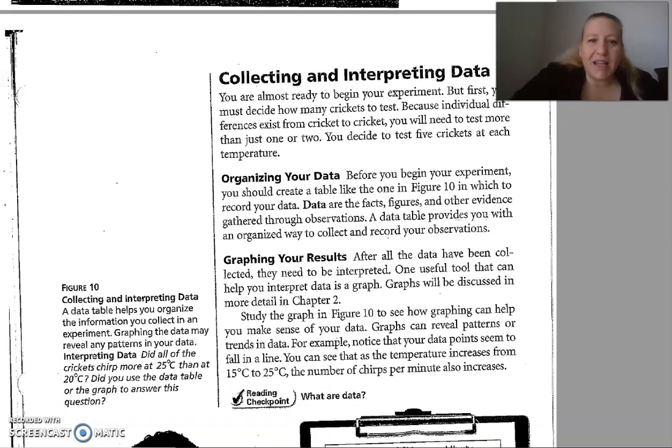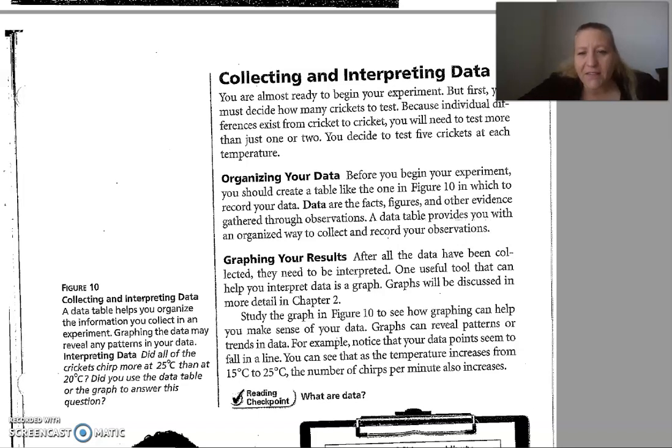Collecting and interpreting data. You are almost ready to begin your experiment, but first you must decide how many crickets to test, because individual differences exist from cricket to cricket. You will need to test more than just one or two. You've decided to test 5 crickets at each temperature. Organizing your data. Before you begin your experiment, you should create a table like the one in Figure 10 in which to record your data.